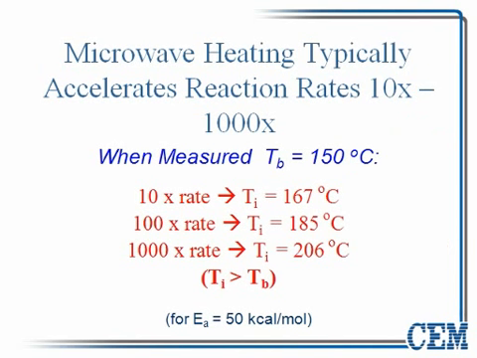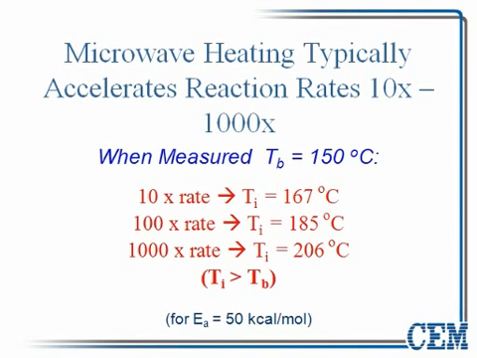An interesting exercise to help understand this concept is to back calculate instantaneous temperatures based on reaction rate enhancements. It is generally agreed that microwave energy accelerates reaction rates on the order of 10 to 1,000 times. That would correspond to a microwave K value 10 to 1,000 times greater than the conventional K value for the same reaction. That in turn corresponds to the instantaneous temperatures shown here for a bulk temperature of 150 degrees C.